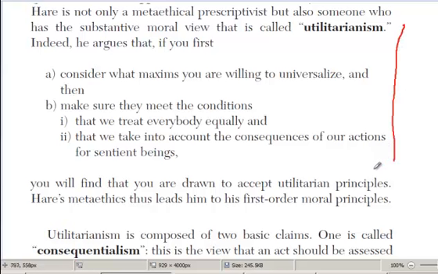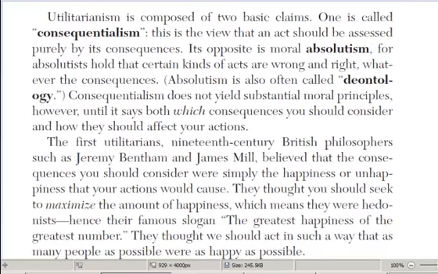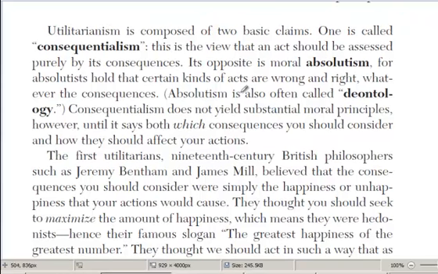He's just making this point about why someone might accept utilitarian principles, or how what he's been talking about in the previous section can at least potentially lead to accepting utilitarian principles. But utilitarianism itself is defined down here in the next couple of paragraphs.